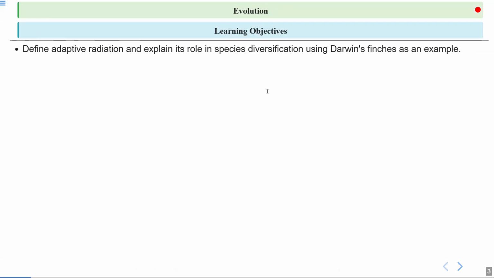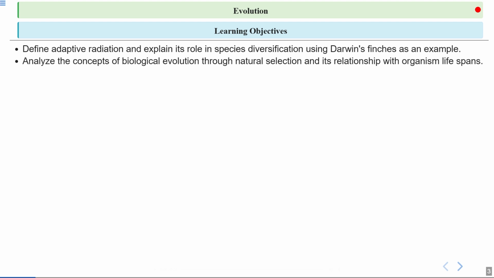Now let's understand what the objectives of today's session are. First we'll talk about adaptive radiation, and we'll also understand the role of adaptive radiation in species diversification. And we'll understand adaptive radiation with a very classical example of Darwin finches.